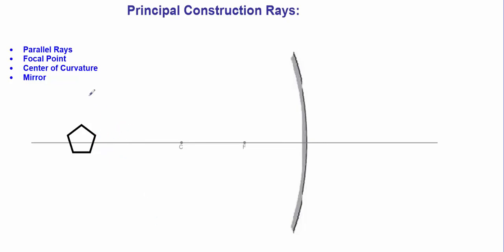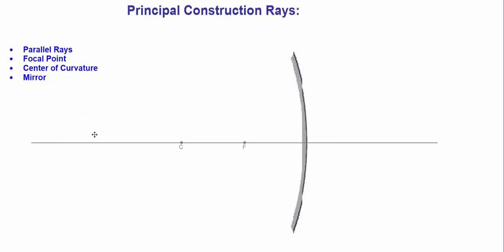1, you have your parallel rays. 2, you have your rays that go through the focal point. 3, you have your rays that go through the center of curvature. And then 4, you have your mirror-like rays, which I'll explain via a demonstration in a second. Before I get too far ahead of myself, understand that all mirrors have a principal axis. That's that center line that goes right through the center. Your focal length is always the distance on that principal axis from the mirror, and your center of curvature is twice the focal length.